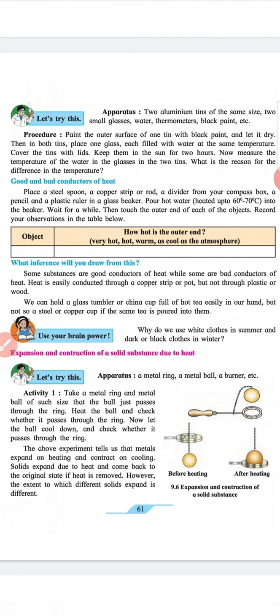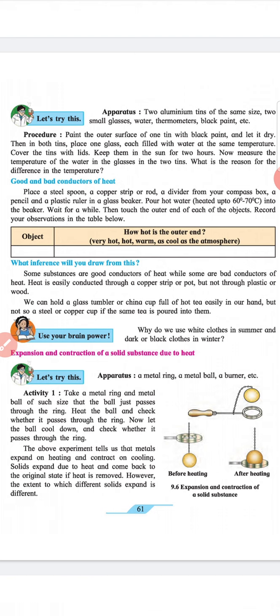Table heading 1: Object. Table heading 2: How hot is the outer end? (Very hot, hot, warm, as cool as the atmosphere.)